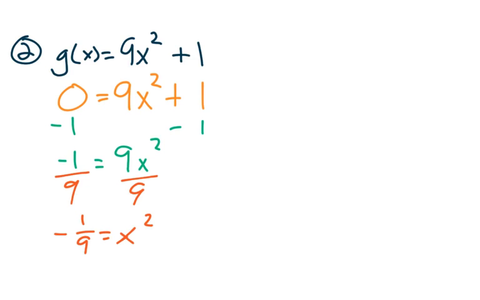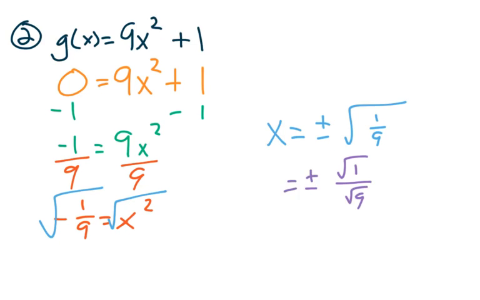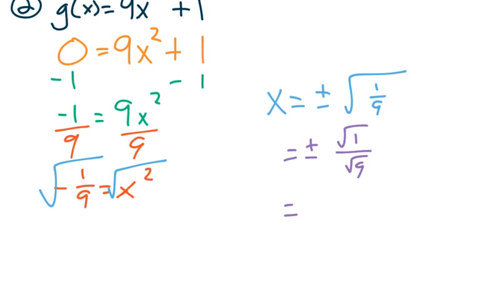And then I need to get rid of the square by square rooting both sides. So when we square root x squared, we are left with x equals, and we're solving, so we need plus or minus the square root of 1/9. Now, we don't want any fractions underneath the square root, so let me switch to purple here. So we'll have plus or minus the square root of 1 over the square root of 9. This is actually going to work out very well. The square root of 1 is 1, square root of 9 is 3, so we have plus or minus 1/3.